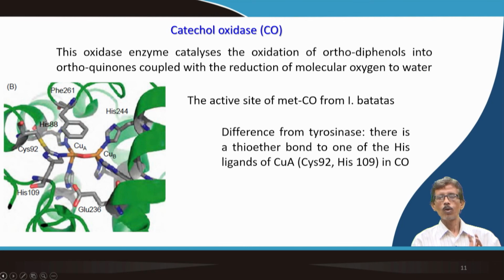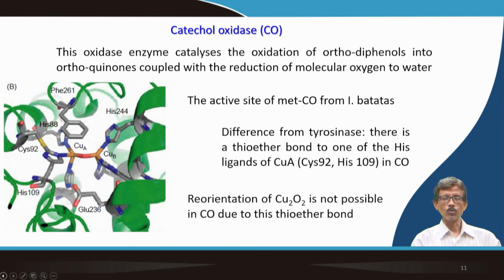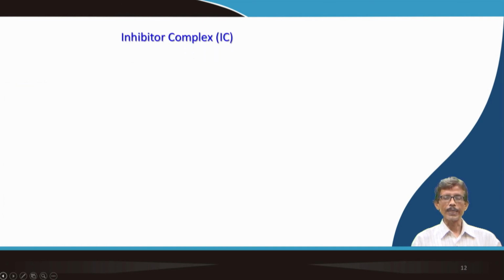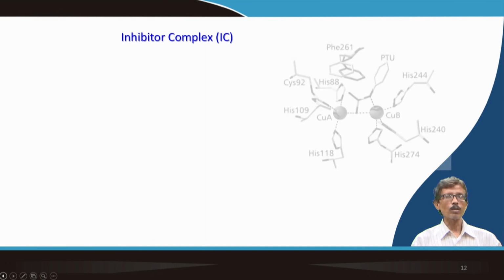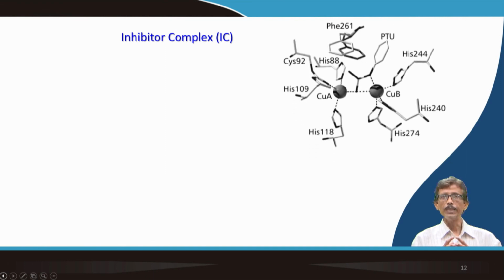So, you have a thioether bond on one of the histidine ligands of CuA, which is coupled between the cysteine residue and the histidine residue, like the tyrosine residues, and the reorientation is now prevented. So, reorientation due to the formation of this thioether bond is stopped, and sometimes the function of this catechol oxidase can be inhibited. If it is overactive, sometimes we require a drug molecule or medicine to inhibit some function. If the catechol oxidase is giving some problem, and maybe it is genetically transformed also, then you go for the inhibition.